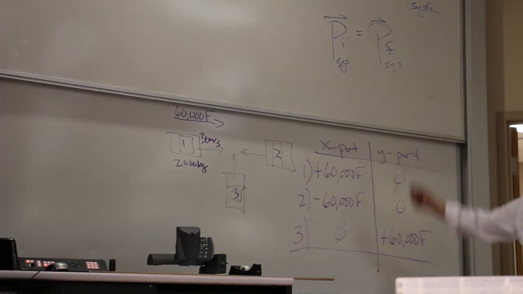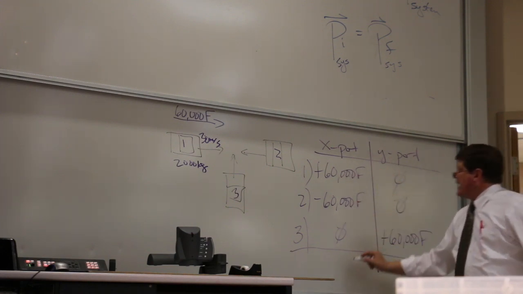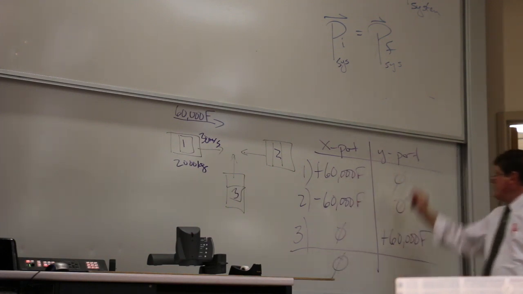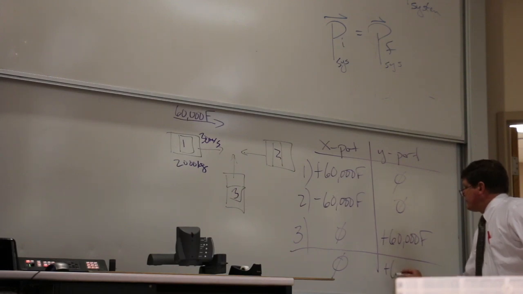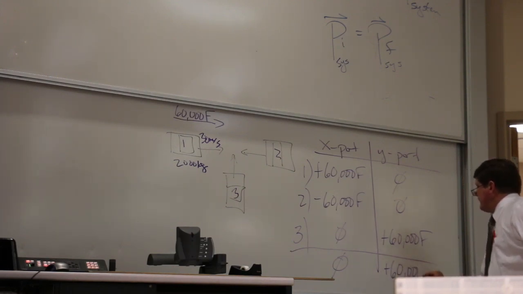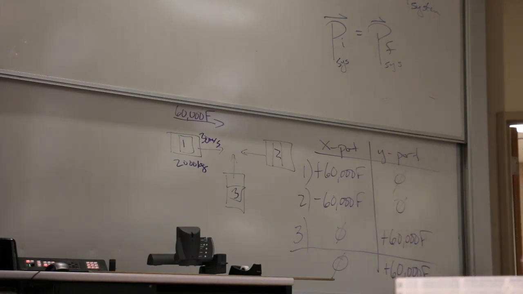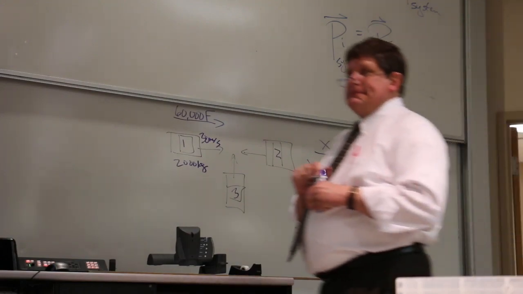And now if I add these up, this cancels that and I get nothing in the x, I get 60,000 in the y. Now that's going to change all of your answers all the way through the problem. So don't make that mistake when you get to the exam Thursday night. Questions on either of those problems?